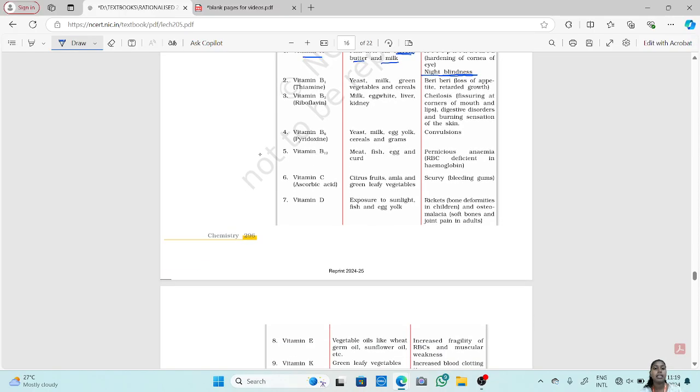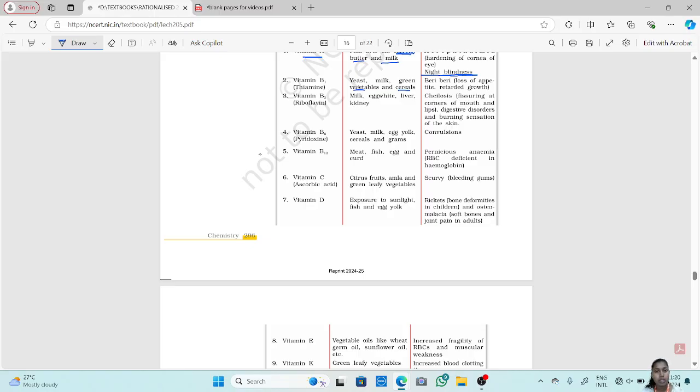Next is vitamin B1 or thiamine. You get vitamin B1 from yeast, milk, green vegetables, cereals. What is the disease caused when there is a deficiency? That is the beriberi disease: loss of appetite, retarded growth. In beriberi, you continuously lose your appetite.